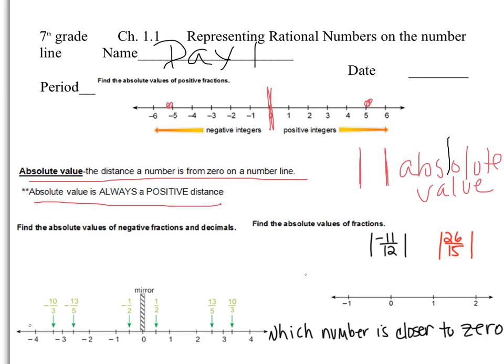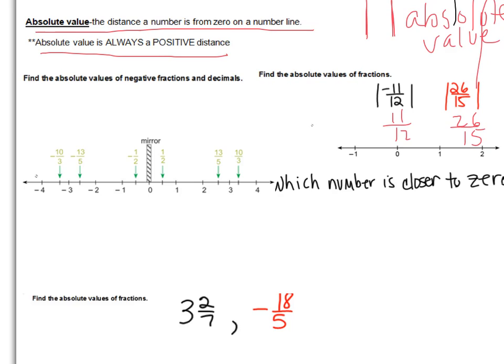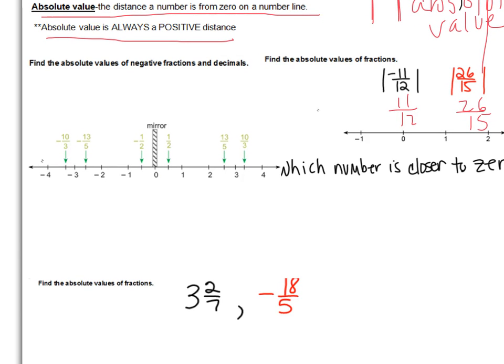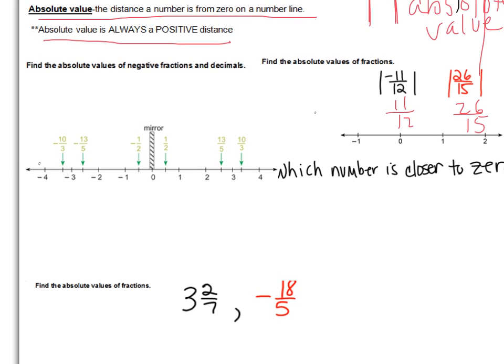All right, so -11/12, the distance it is from 0 is +11/12, and 26/15 is 26/15 from 0. All right, so that's what we already talked about. So let's scroll down here. When we talk about which number is closer to 0, the number closest to 0, if we graph -11/12 on the number line, it is very close to 1.